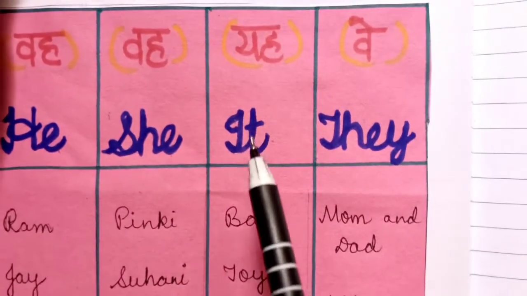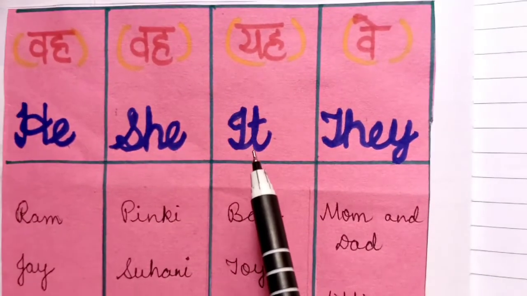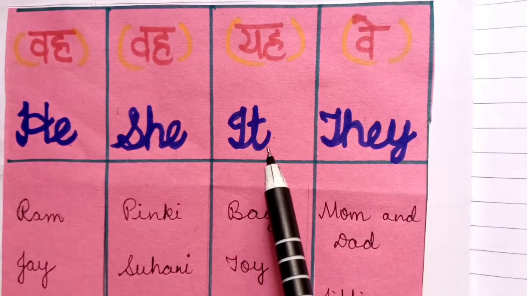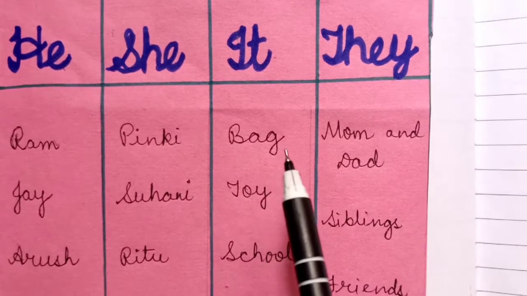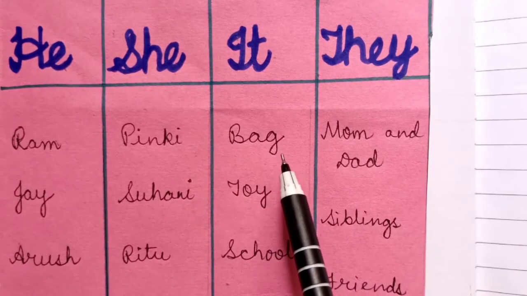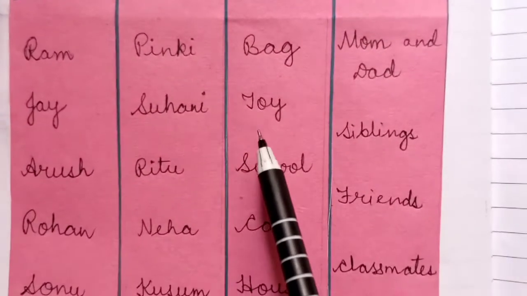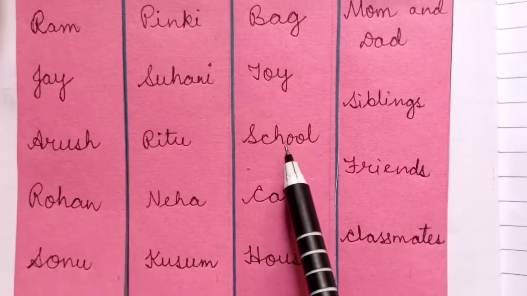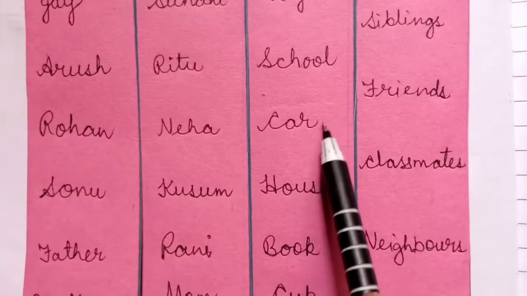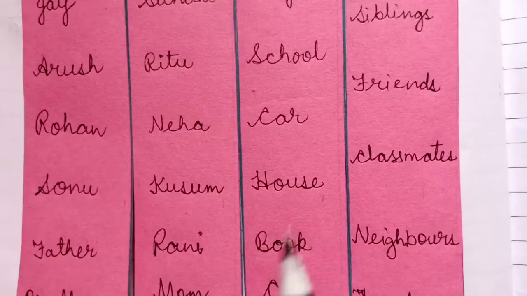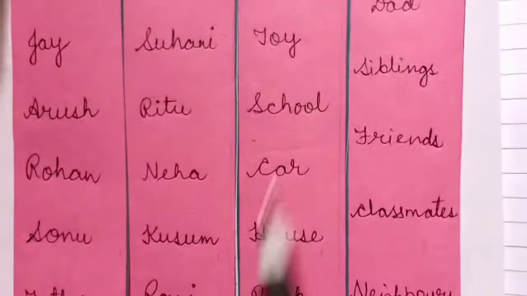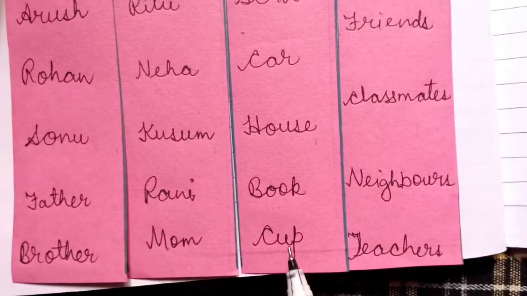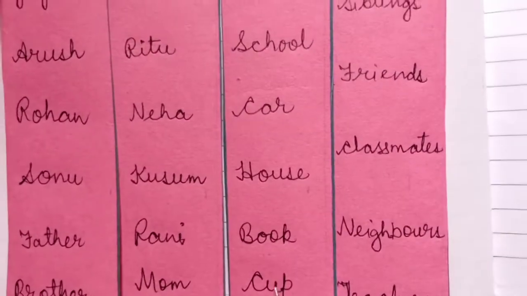बच्चों को ये जरूर बताइए कि it किसी object या किसी place के नाम के बदले use हो सकते हैं. Like bag, it is my bag, it is red in color. Okay, like this. Toy, school. Car, it is my car. House, like my house is very big, it has 10 rooms. Book, cup, it is my book, it is my cup.